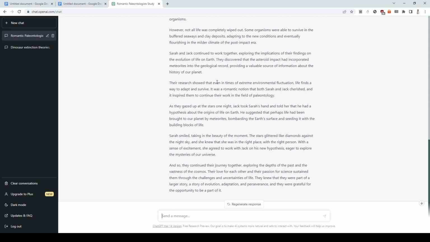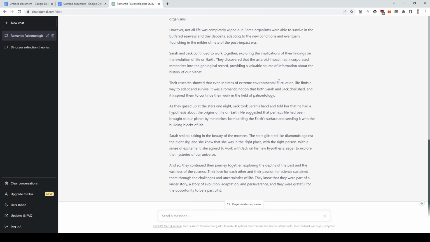The research showed that even in times of extreme environmental fluctuation, life finds a way to adapt and survive. It was a romantic notion that both Sarah and Jack cherished, and it inspired them to continue their work in the field of paleontology. And now we get to the good part. As they gazed up at the stars one night, Jack took Sarah's hand and told her that he had a hypothesis about the origins of life on Earth. He suggested that perhaps life had been brought to our planet by meteorites, bombarding the Earth's surface and seeding it with the building blocks of life.